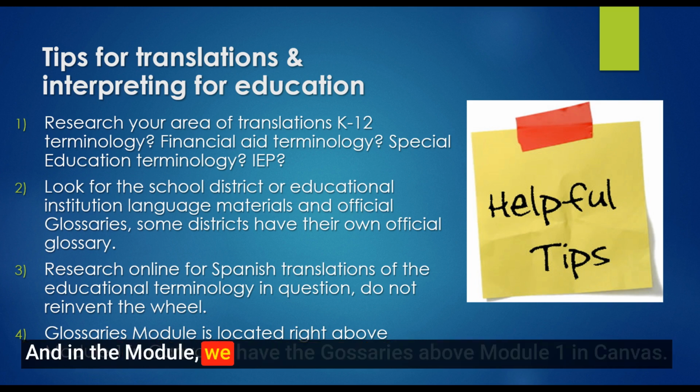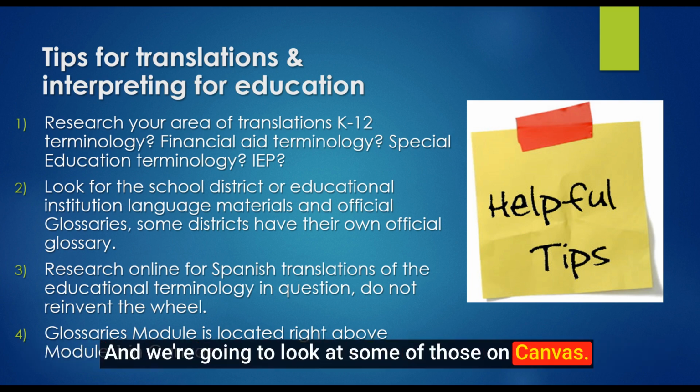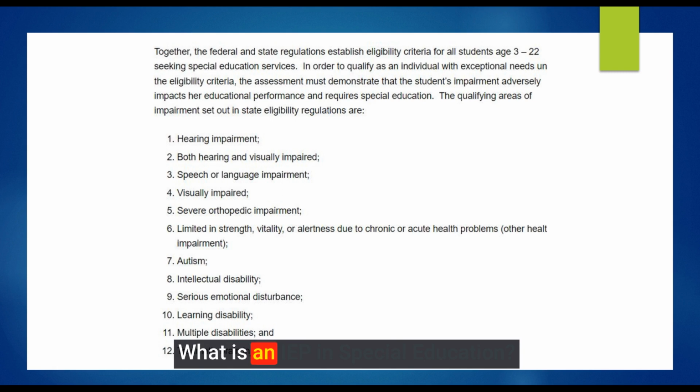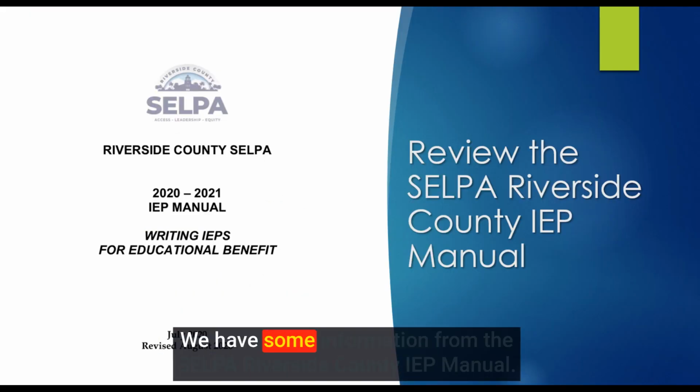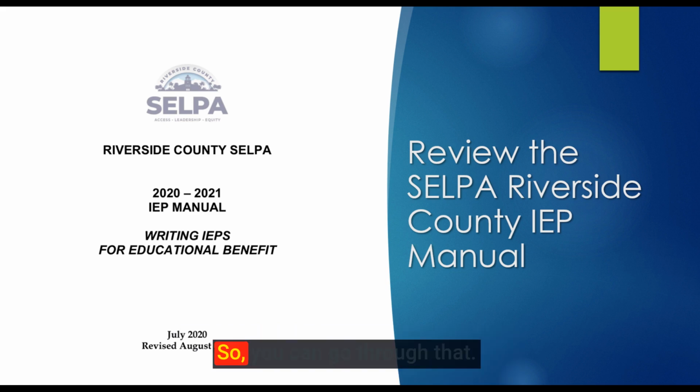And in the module, we have the glossaries above Module 1 in Canvas. And we're going to look at some of those on Canvas. Here are a few resources. I'll go over them in Canvas. This is another one. What is an IEP, special education? We have some information from the SELPA Riverside County IEP manual. So you can go through that. I'll show you that in the module.